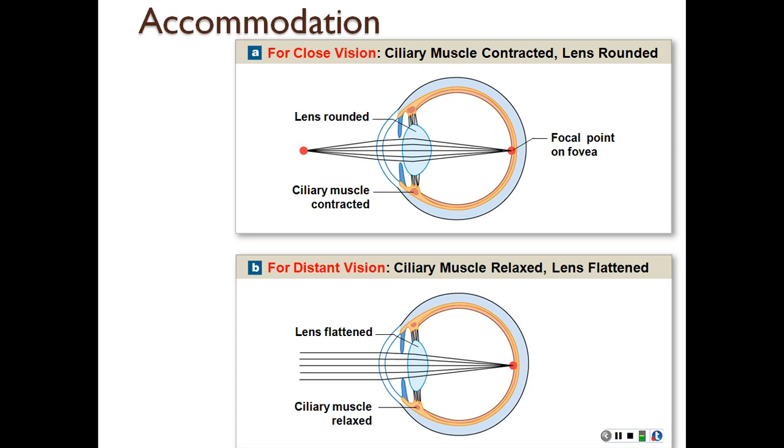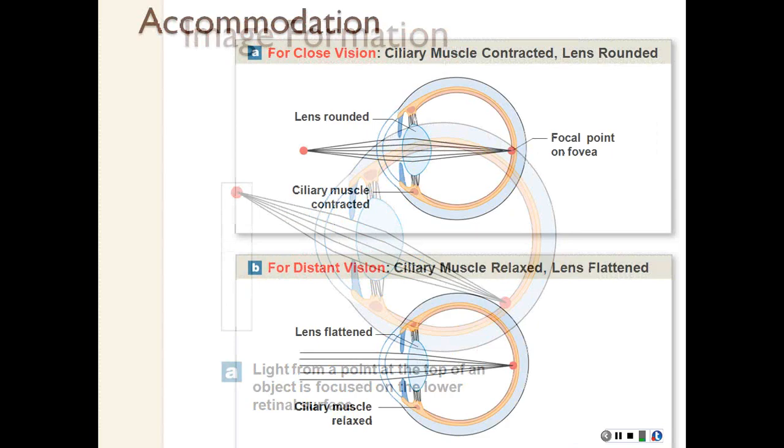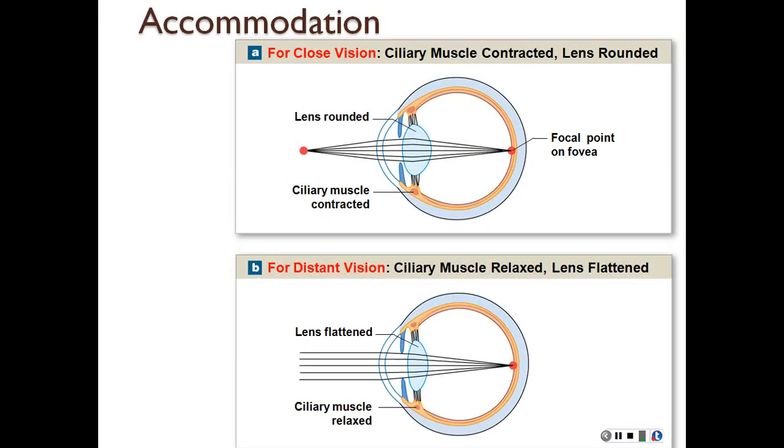Okay, so with accommodation, the eye or the lens responds differently if we're looking at something close to our face or looking at something far away. For close vision, so if you're looking at your book, for example, this is what happens to your eye. The ciliary muscles contract. Remember what those are? They're connected to the suspensory ligaments, and they control what? The shape of the lens.